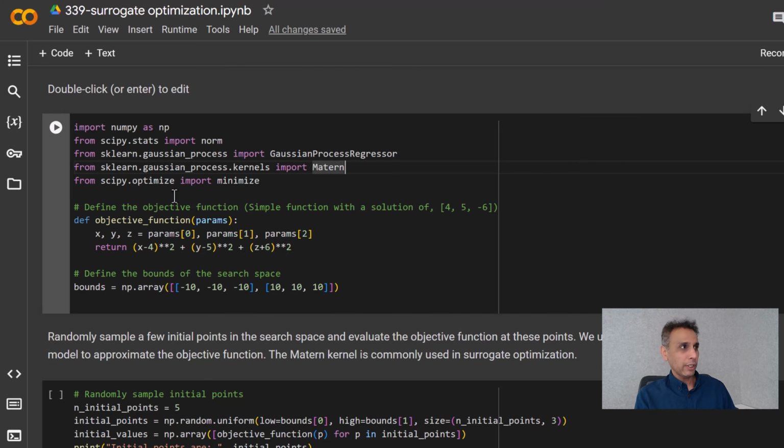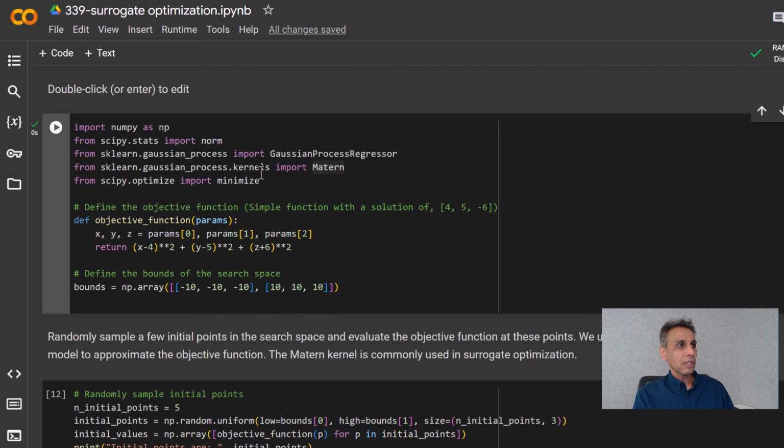I'm just leaving this quite open, so let's go ahead and run this. A couple of things I should point out while this is running: I'm importing something called norm from scipy.stats, and from scikit-learn Gaussian process, I'm importing GaussianProcessRegressor. This is the GP model I'm talking about. This is the surrogate model that we're going to use.